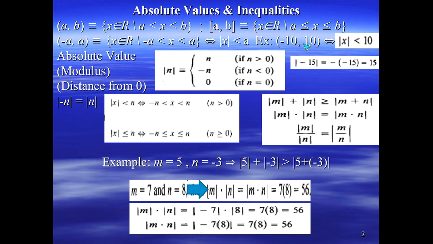For instance, the open interval (-10, 10) can be expressed as the absolute value of x less than 10, you see. The absolute value, also called the modulus in Latin, shows the distance from 0. It is a function. The absolute value of n is such a function that it assigns the value n if n is positive, it assigns the value minus n if n is negative, and it assigns the value 0 if n is 0. This is the absolute value function.